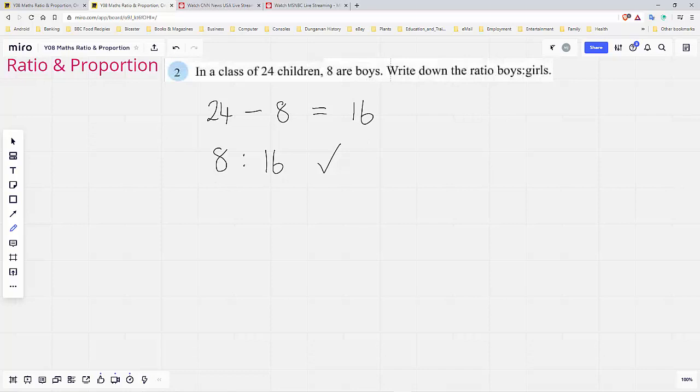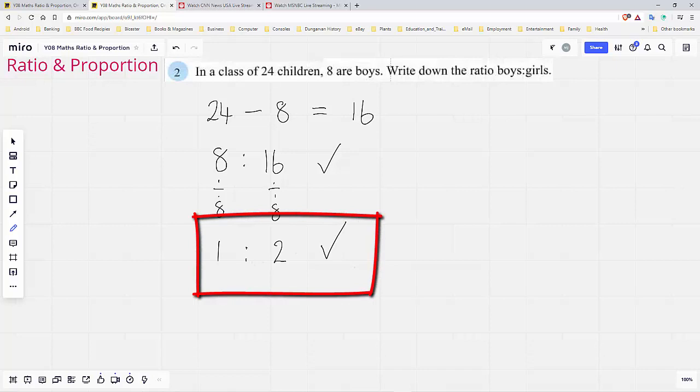But again, I think we can cancel this down. You might be able to see that 8 will divide into 8 to give me 1, and 8 will divide into 16 to give me 2. So my simplified, really simplified ratio is 1 to 2. And that's our final answer. For every 1 boy in the class, there are 2 girls.